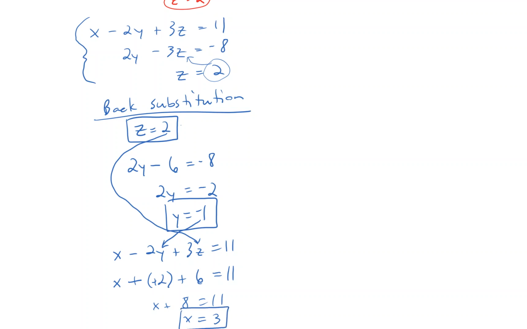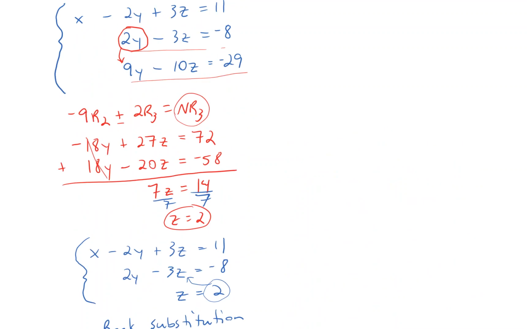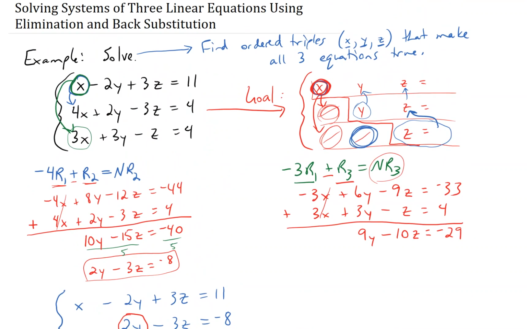So now I know x, I know y, and I know z. So the solution to that original system is the ordered triple where x is 3, y is negative 1, and z is 2. That is the only ordered triple, x, y, z values, that makes all 3 of the original equations true.